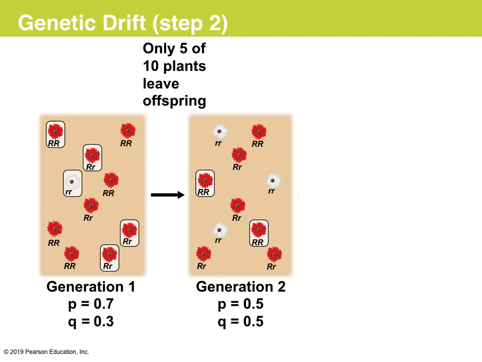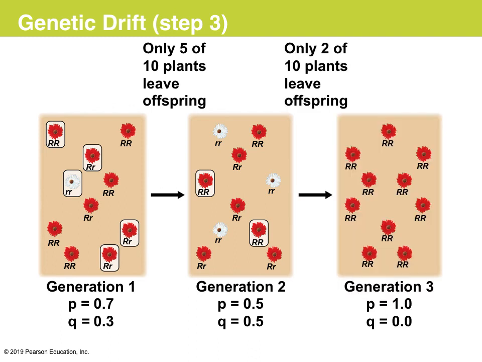All right. Other things happen, right? It's only 2 of 10 plants in this crowd that leave offspring. Well, if the only 2 that survive are those 2 that are circled, that's what they indicate the survivors by, the circled ones. Well, if the only survivors are homozygous dominant, then what? Your third generation goes to 100% on that dominant allele and 0 on the recessive. So something like genetic drift can really cause drastic change in a fairly short period of time.